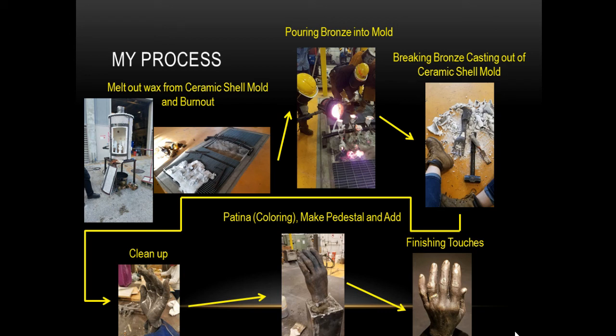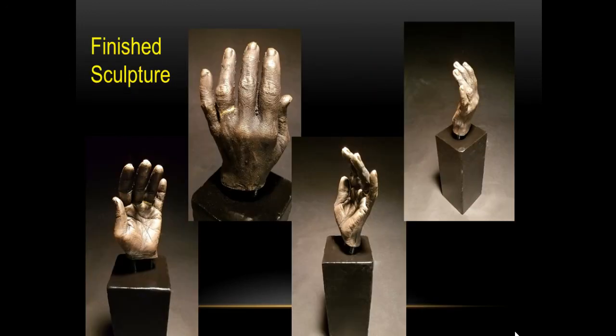After about 6 hours to a day, you can break open your ceramic shell mold and see your bronze casting, clean it up, take off all the ceramic shell material, and cut off all your gating. I then put a patina on mine to add some color and a pedestal to add some height. I then put a gold strand around my mother's finger to signify her ring, and then I was finished. And this was the end product of my sculpture.